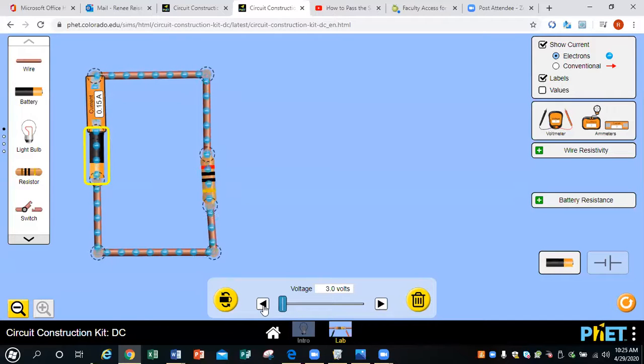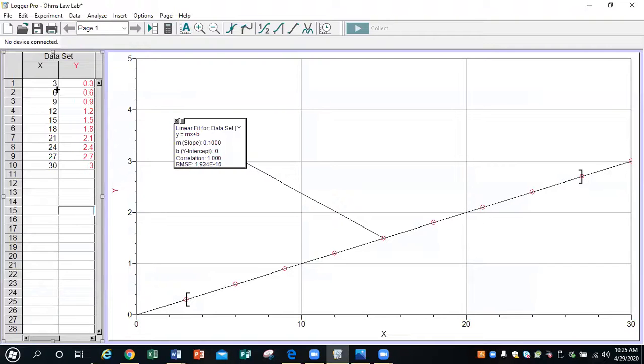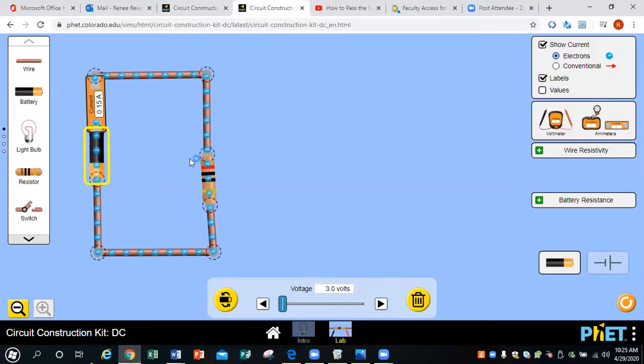So what we're trying to do here is figure out the effect of voltage, current, and resistance. I see that I ended up getting half the amount of current. In my original data, when I had 3 volts, I got 0.3 amps when my resistance was 10 ohms. But when I changed my resistance to 20 ohms, I changed the current. So there's a relationship between voltage, current, and resistance.